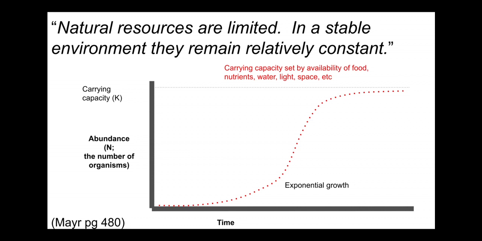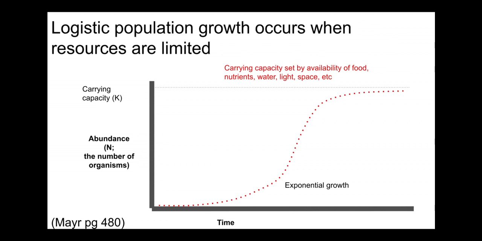Marr puts it this way, succinctly: natural resources are limited. In a stable environment, they remain relatively constant. So in a stable environment, year after year, there's a certain number of rocks on an island for a harbor seal to sun themselves on. That's going to remain constant. Occasionally there'll be a big storm or an earthquake that will change that, but that's going to be pretty constant. There's going to be a certain number of fish living in the ocean year after year because of the amount of space and energy and resources available to the fish. That's not going to change too much in a relatively stable environment.